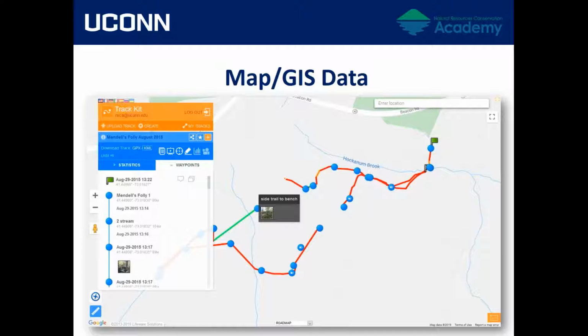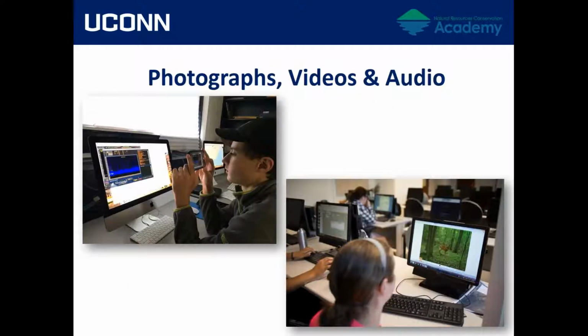Just an example here, map GIS data. Some of you might be familiar with the TrackKit app, and this is just a screenshot of that showing that kind of data. A couple of photos, and folks analyzing photos and videos and audio files.